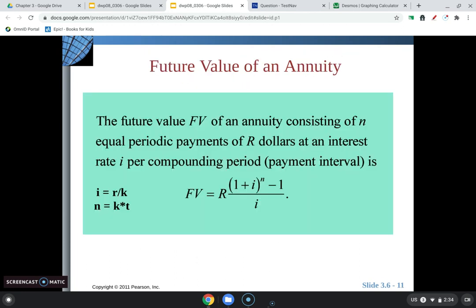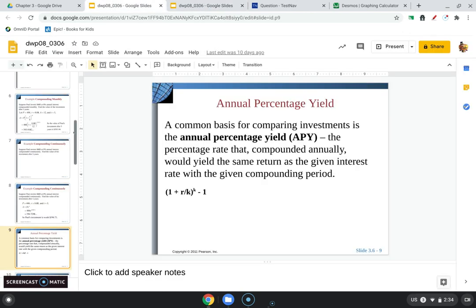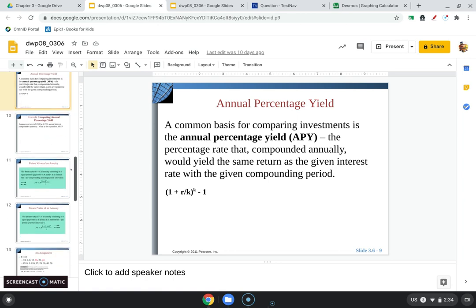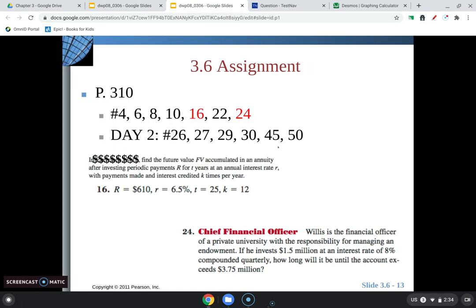Okay, future value. I is equal to R over K, N is equal to K times T, N is the number of payments. So there's future value and present value, so get those up here because I'm going to use them on the assignment. All right. So let's go through a couple of these together. Find the future value accumulated in an annuity after investing all those things right there.